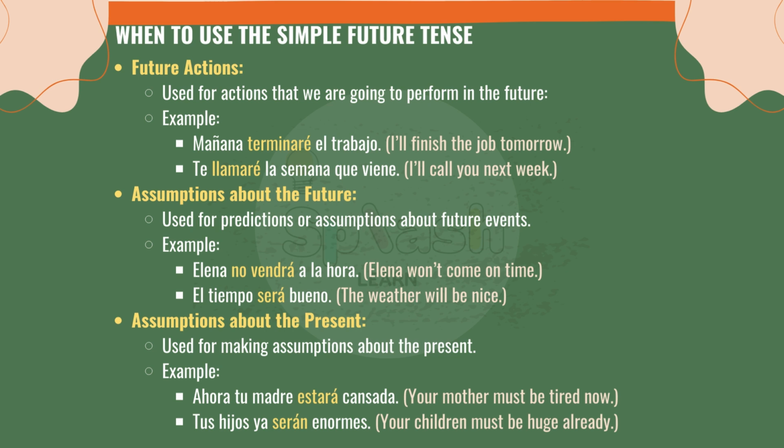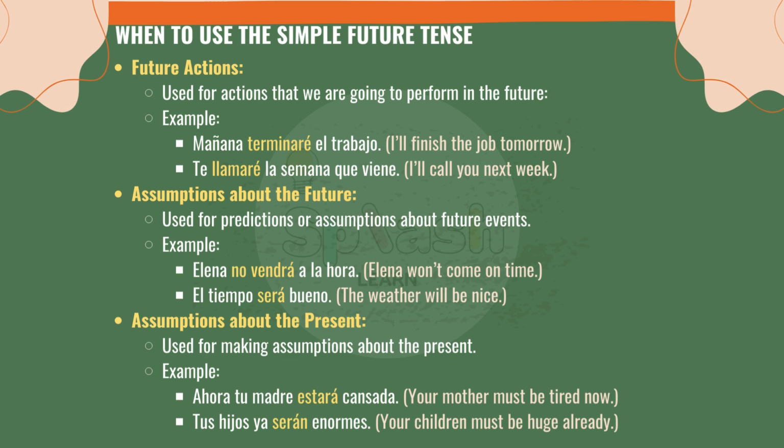Assumptions about the future. It's also used to express predictions or assumptions about future events. Elena no vendrá a la hora. This means, Elena won't come on time. El tiempo será bueno. This means, the weather will be nice.